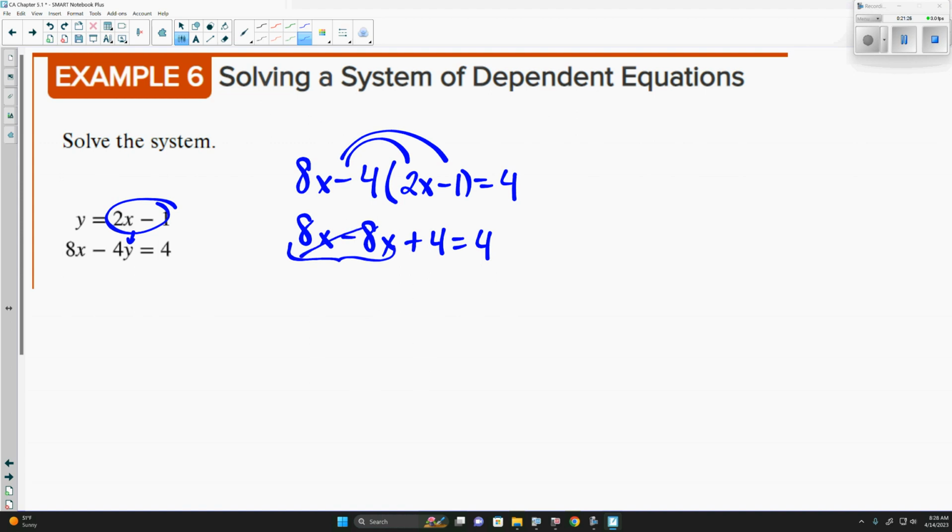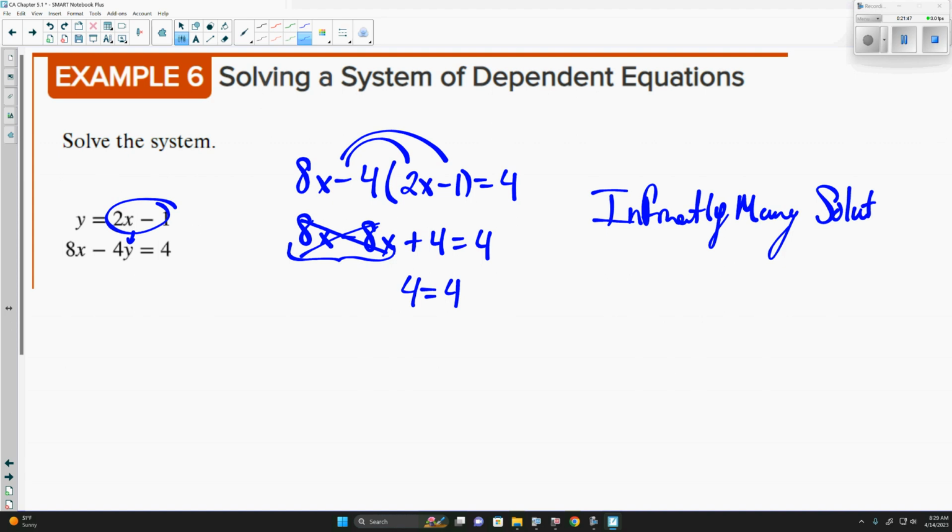Well, 8x minus 8x is 0, telling us 4 is equal to 4. Is this a true statement? Yes. So that's telling us that it's infinitely many solutions, and we can say it is dependent. Infinitely many solutions, and it is dependent.